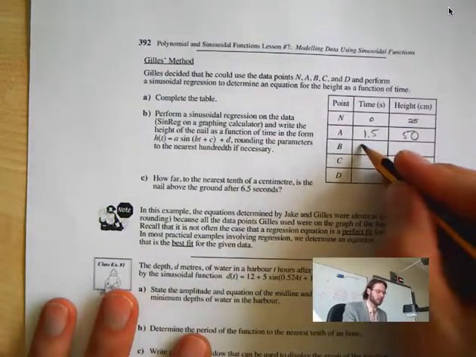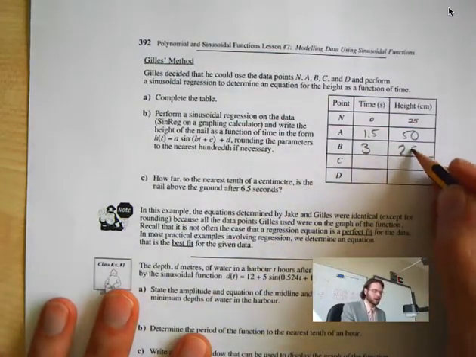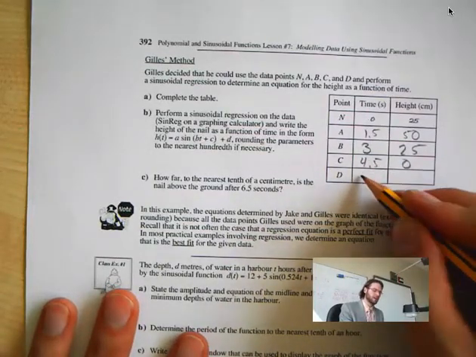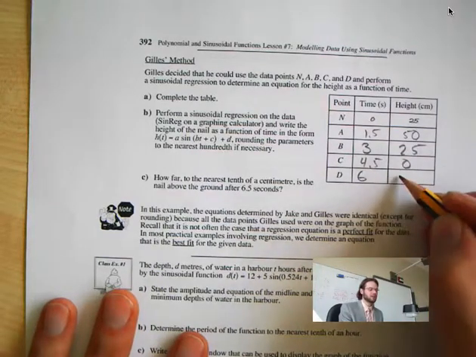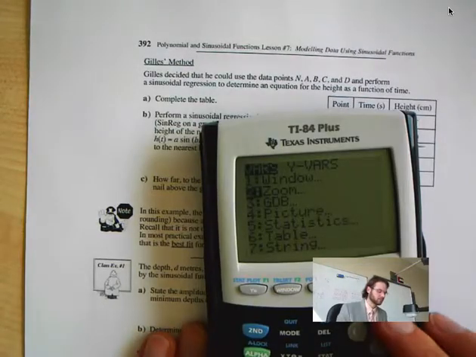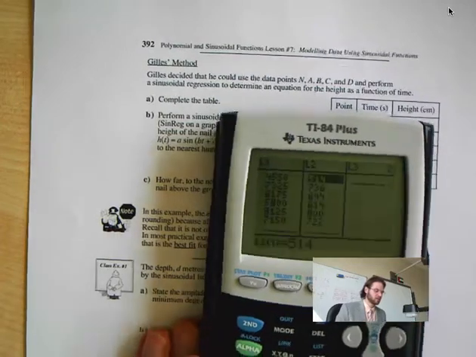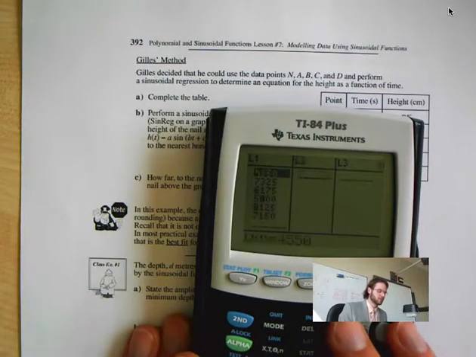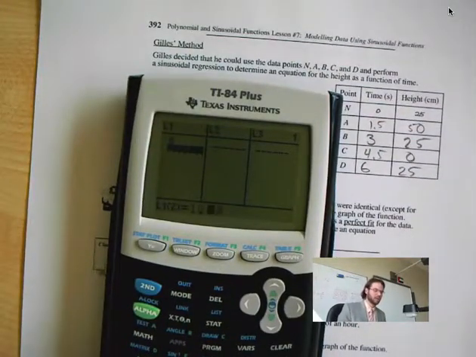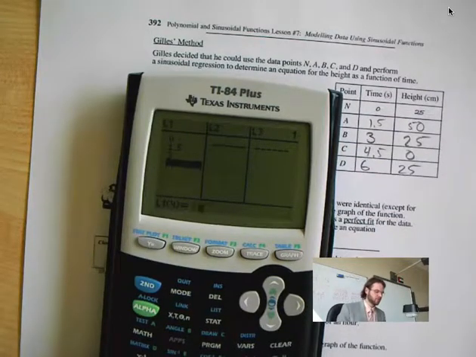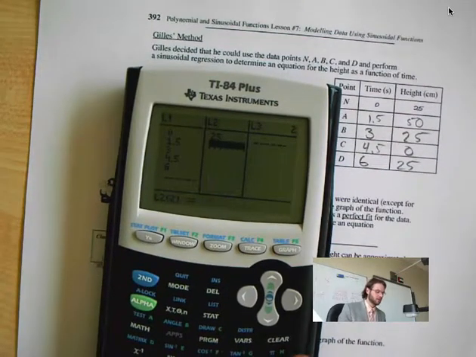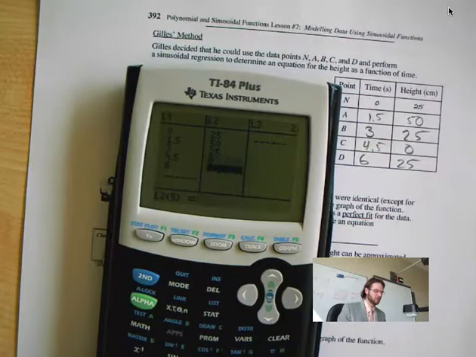Okay? Then he said 3 is at 25. Then C is 4.5 is 0. And D is, what was it again? 6 is 25, because we're back up. So he put those in his calculator and went into the stat function, edit, clear. So I have 0, enter, 1.5, enter, 3, 4.5, and 6. And to the side we have 25, 50, 25, 0, 25.